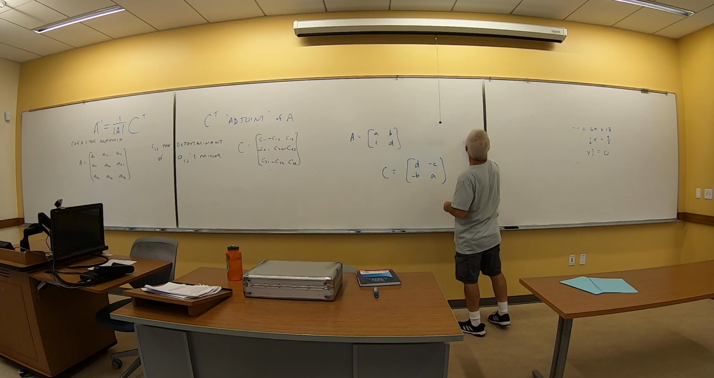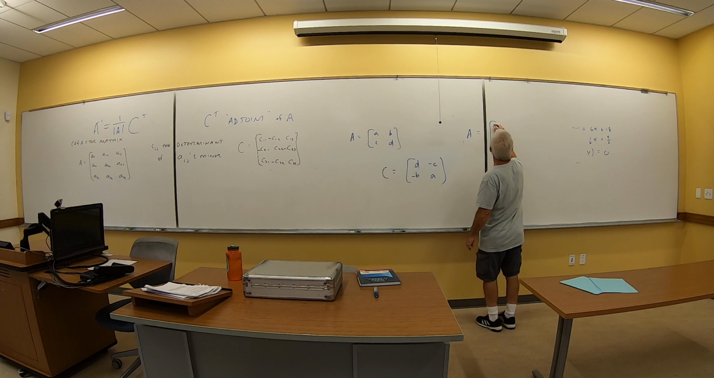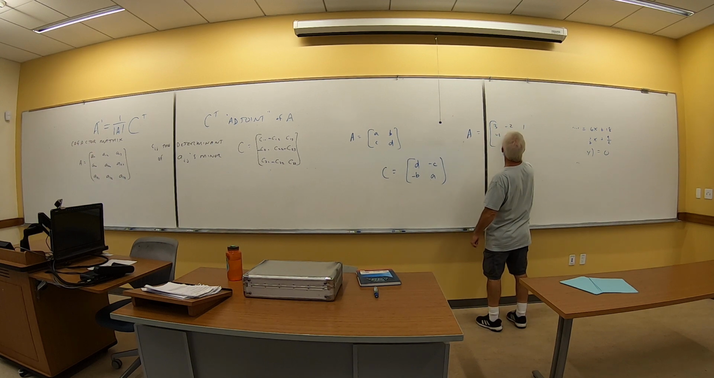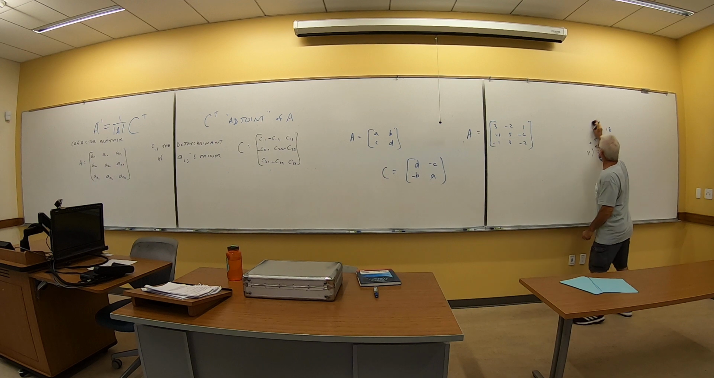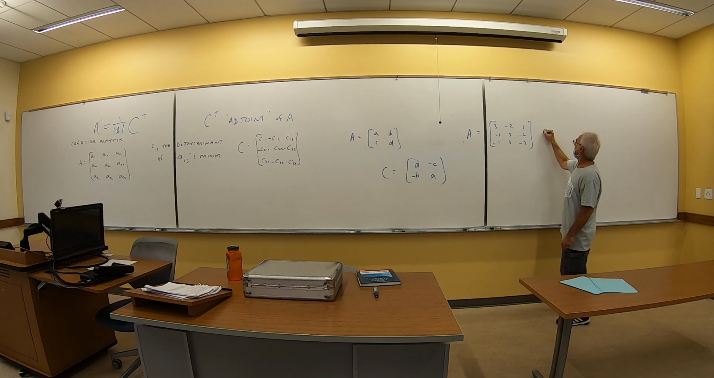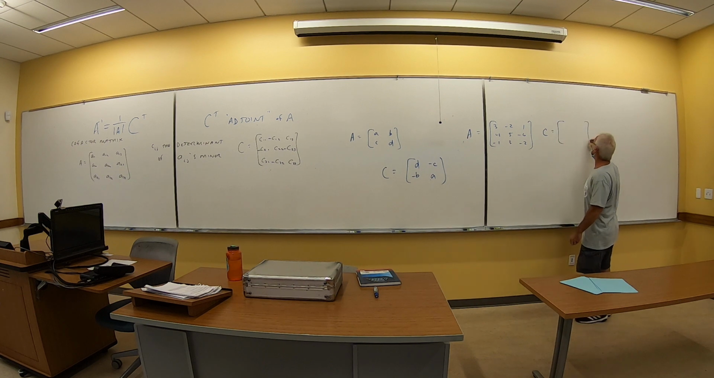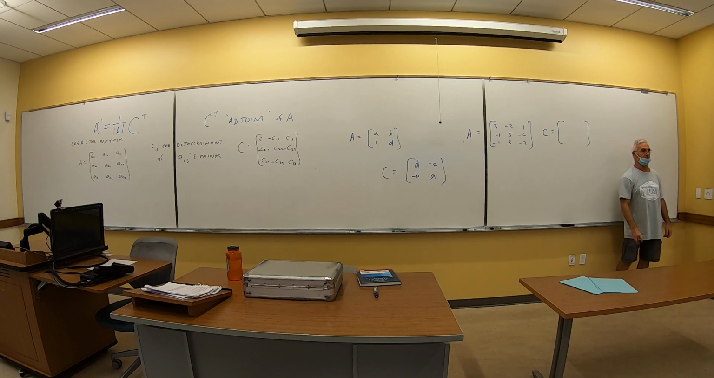Let's suppose A is, I don't know, 3, negative 2, 1, 4, 5, negative 6, negative 1, 3, negative 2. Okay. Let's start with the cofactor matrix. You can just do this. You don't have to do 9 determinants off to the side. You're doing 2 by 2 determinants.